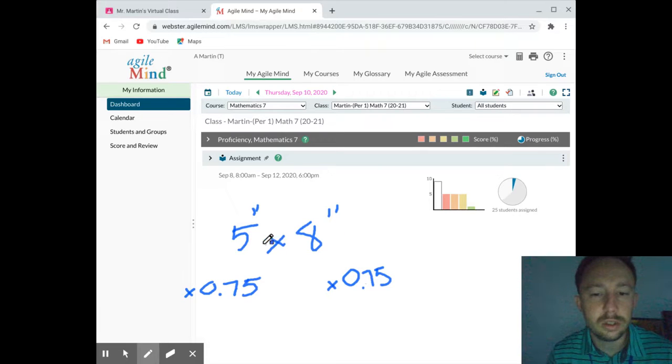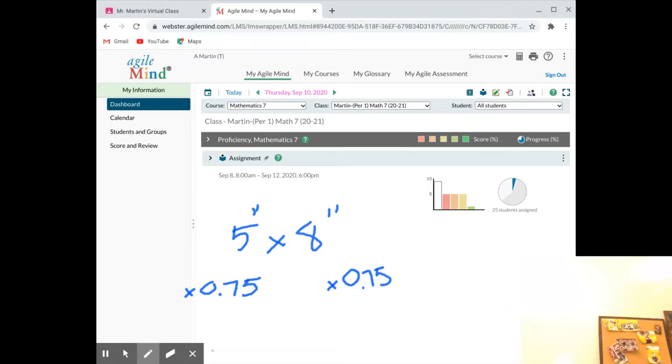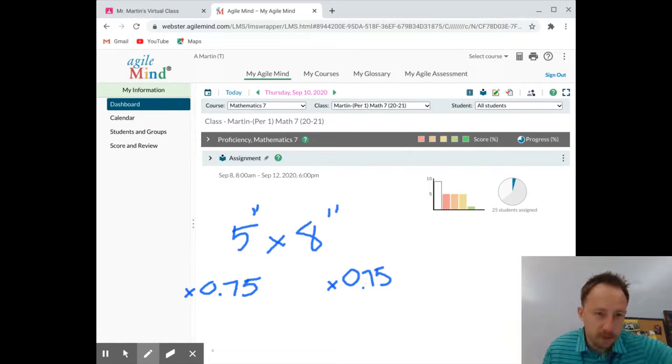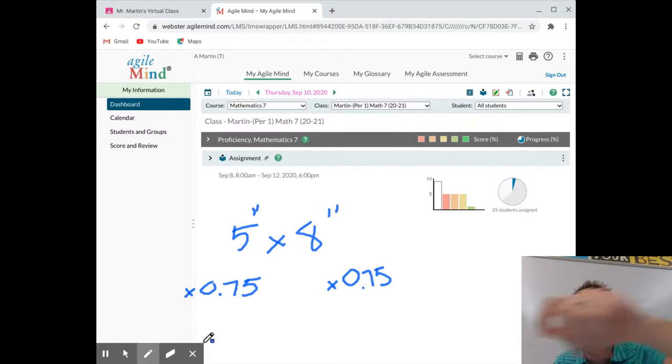All right, so what you need to do in your calculator, you're going to put 5 times 0.75. You probably didn't put the decimal in. Sorry about that, my light went off. All right, so what did we get? 3.75. Perfect.